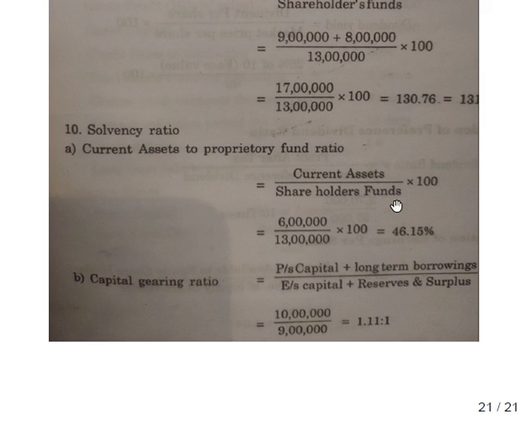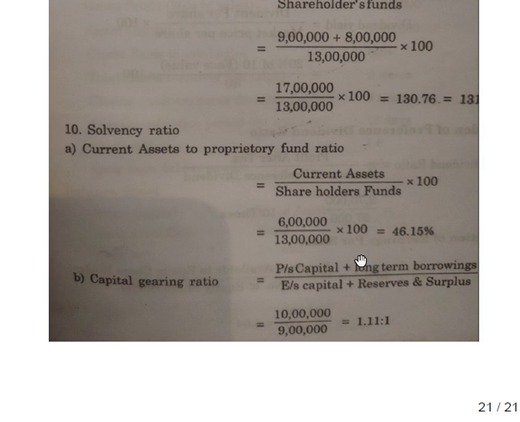Next is solvency ratio. According to the question, we can only do two ratios under solvency. The first is current assets to proprietary fund ratio, which is equal to current assets divided by shareholders' fund into 100. Current assets we have 6 lakhs divided by shareholders' funds we have 13 lakhs into 100, which is 46.15%.